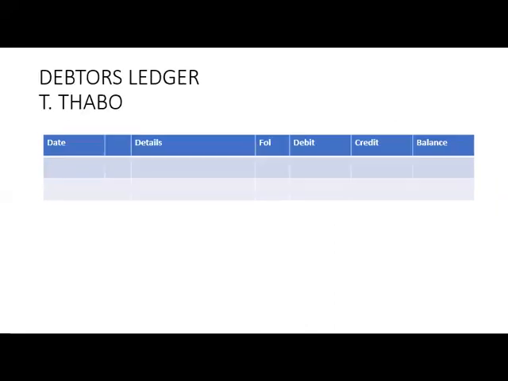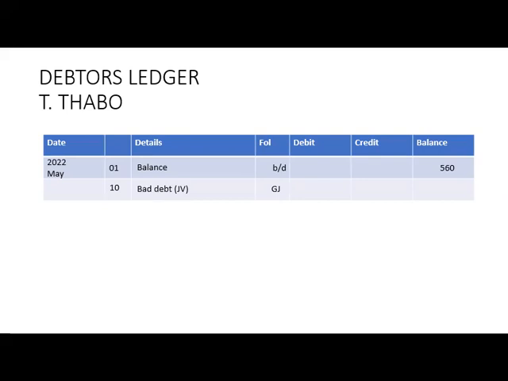Now let's go to T-Table's debtors ledger account. T-Table was owing us 560. And now on the 10th, we won't get it back. We decided to write it off as bad debts. You write general voucher in brackets, bad debts, and this will be in the general journal.